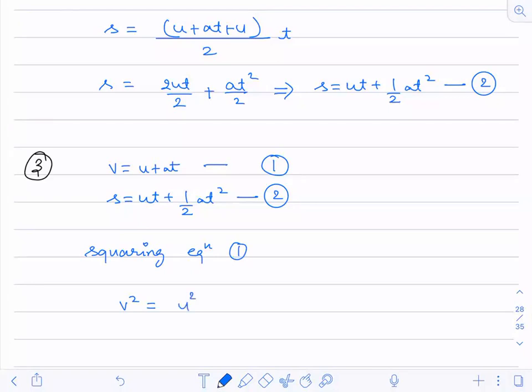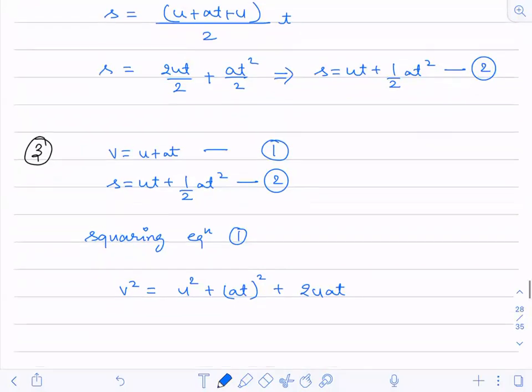So u square plus at whole square plus 2uat. Will you get this? (a plus b) whole square is a square plus b square plus 2ab. This is what you are getting.